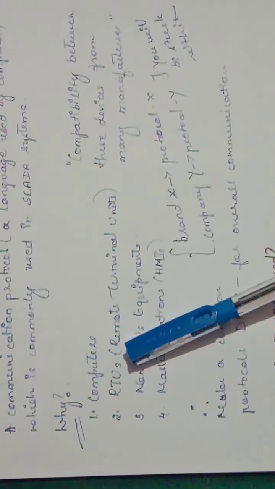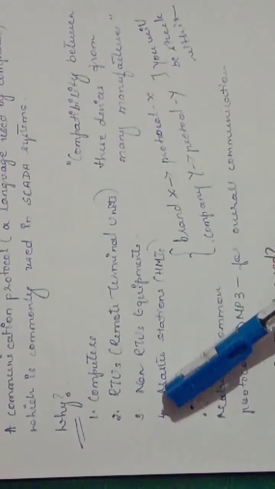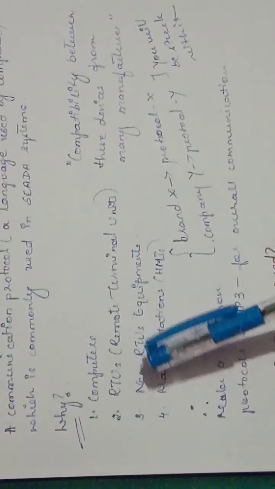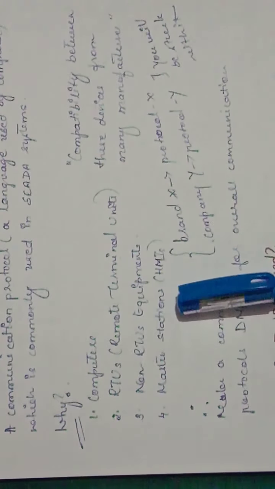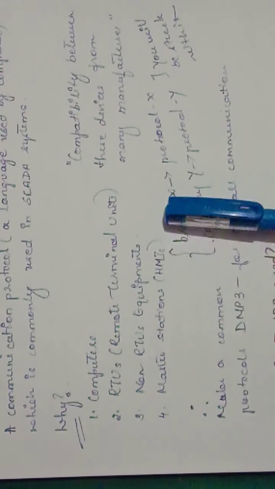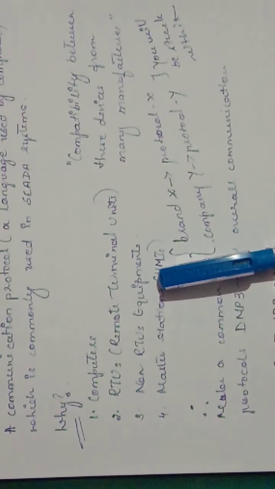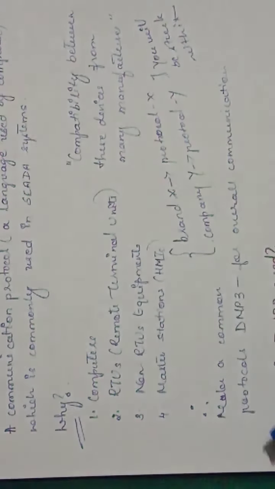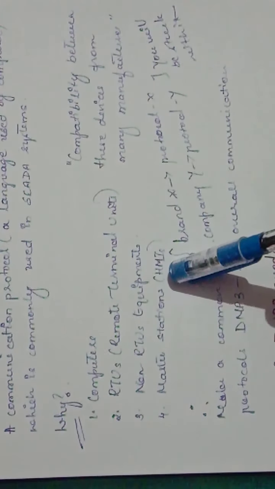It's very obvious. You have so many computers, you may have remote terminal units, and you have non-RTU equipment like your sensors, actuators, motors, and you have the master stations where you have your human machine interfaces where the controls are happening. So all this needs compatibility between them, because they might be from different vendors. Your computers might be from a different vendor. Somebody else may be manufacturing your remote terminal unit. Some other person might have manufactured your human machine interface.